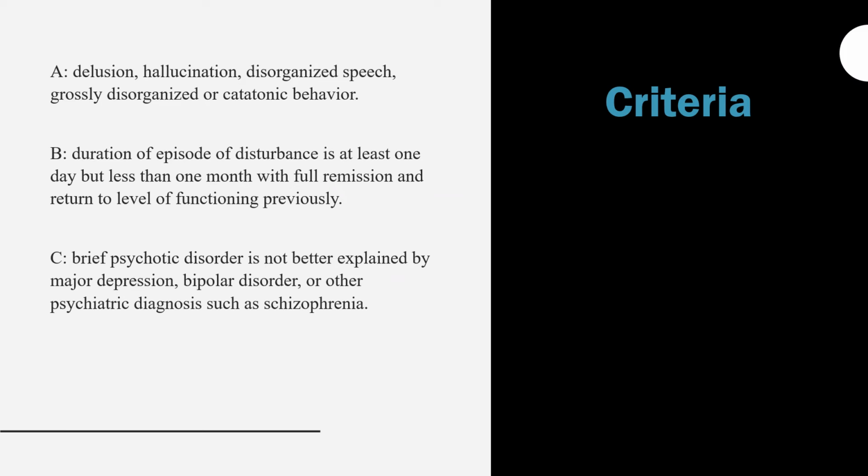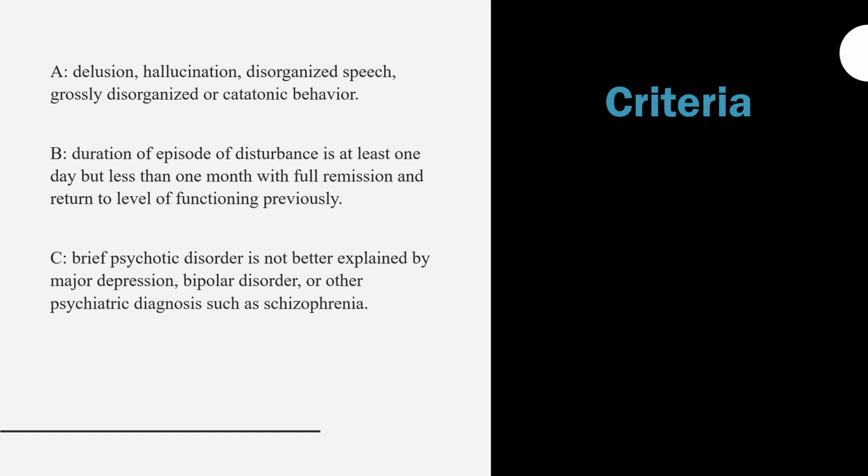So the criteria for brief psychotic disorder has three components. One of three must be met within criteria A. They have to have a delusion, hallucination, disorganized speech, or grossly disorganized or catatonic behavior. They must have at least one of those. Without one, you don't have this diagnosis.